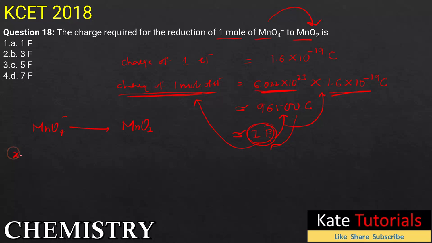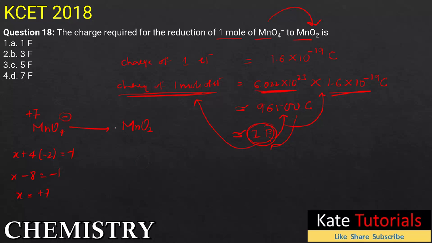How? x plus 4 times oxygen, which is always minus 2. The overall charge is minus 1. So x minus 8 is equal to minus 1. What is x? Moving the 8 across, x is plus 8 minus 1, which is plus 7. So the oxidation state of manganese here is plus 7.